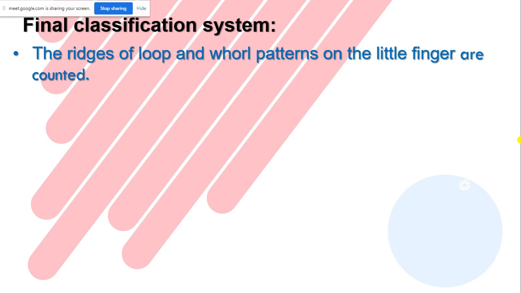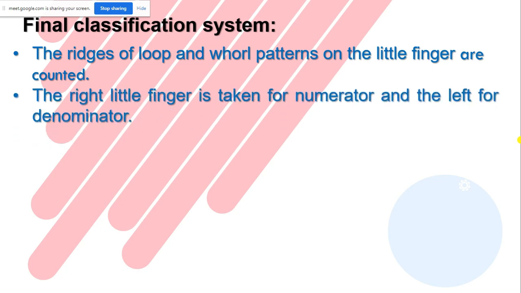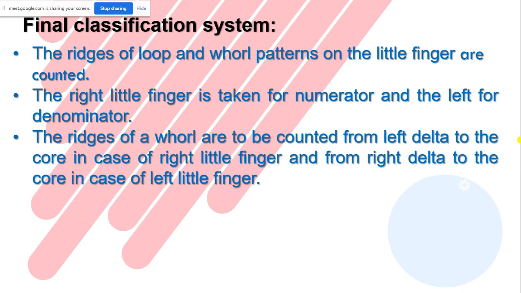So next we have the final classification system. The final classification system is considering the ridge count of loop and whirl patterns on the little finger. The right little finger is taken in the case of the numerator, and the left is taken in the denominator. The ridges of a whirl are to be counted from the left delta to the right core in case of the right little finger, and from the right delta to the left core in case of the left little finger. So as I told you earlier, the delta consideration for the purpose of ridge tracing and ridge counting changes with the change in the hand to which that particular print belongs, right?